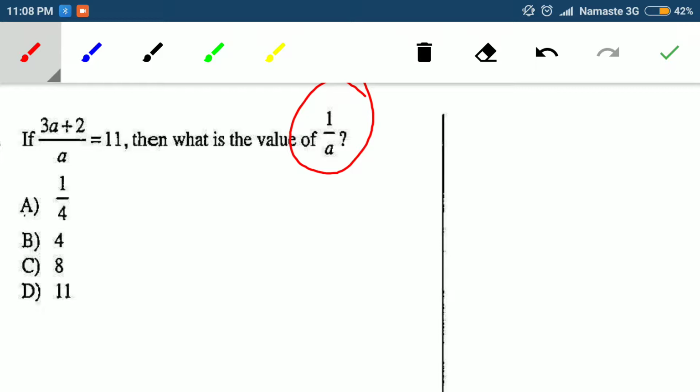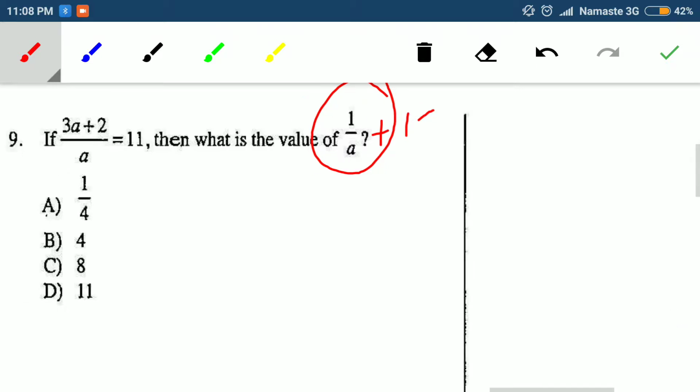Initially we did solving problems, and now these are called deriving problems. It could be other values too, like 1 by a plus 1, or simply something like 5 or anything else, in derived form, not the given variable value but a derived variable value. These are some basic problems that will be asked.